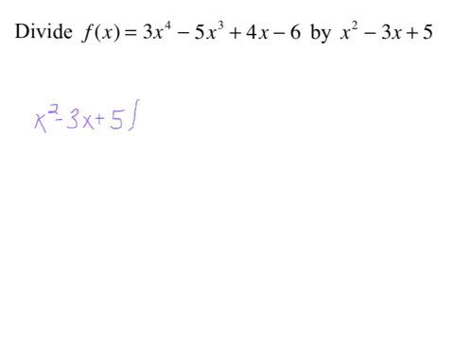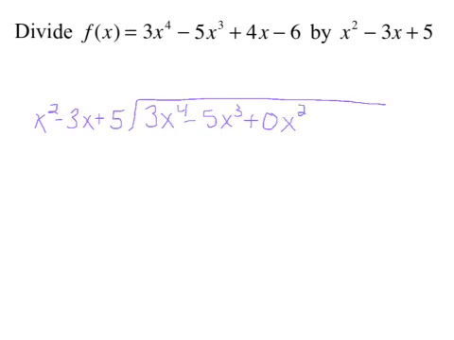And then on the inside, we're going to put 3x to the 4th minus 5x cubed. Notice that we don't have an x squared term, so we're going to plug in a 0 for x squared. You should have everybody. If you start at x to the 4th, you should have an x to the 4th, an x to the 3rd, an x squared. We have a regular x, and then finally a minus 6.